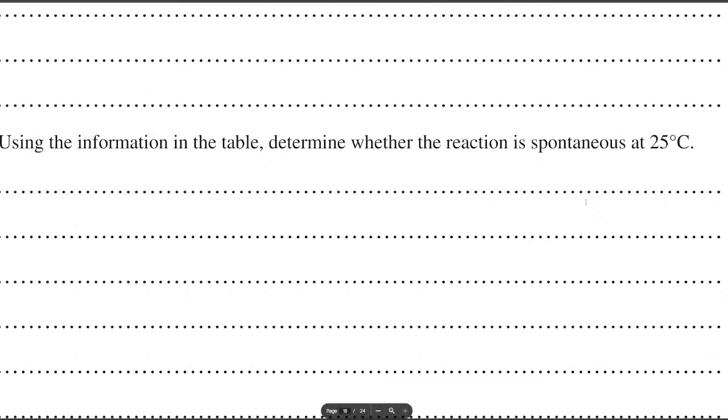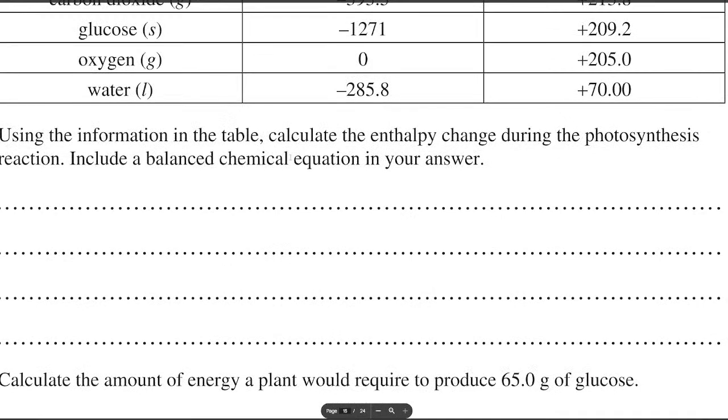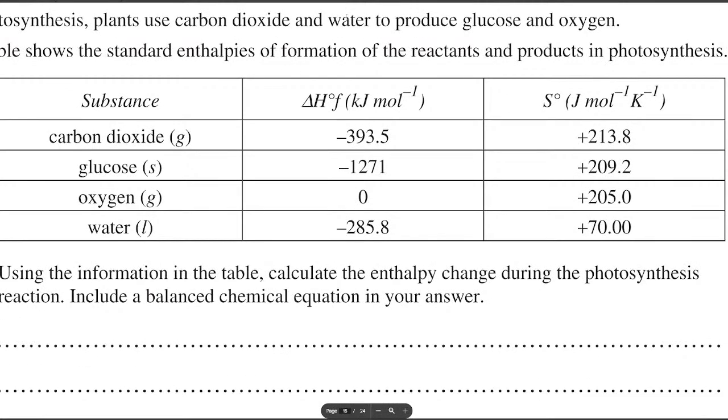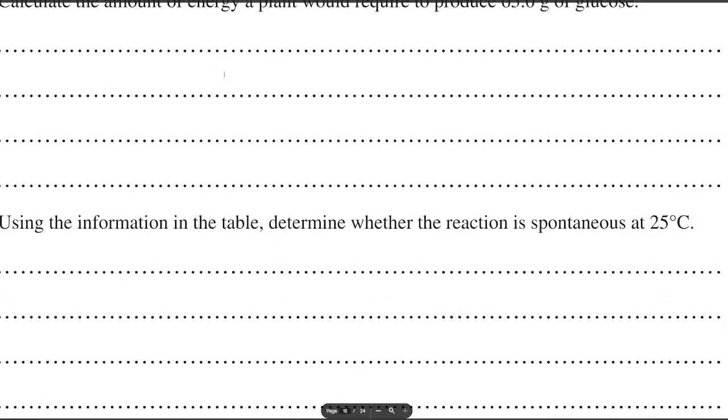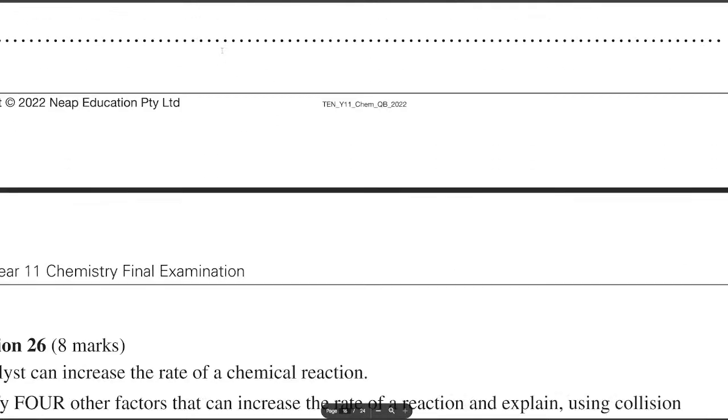So spontaneous is when H equals the enthalpy equals the entropy times the degrees in Kelvin, the temperature in Kelvin. So you have all that, and you work out all that, and then you get it. So that would be easy too.